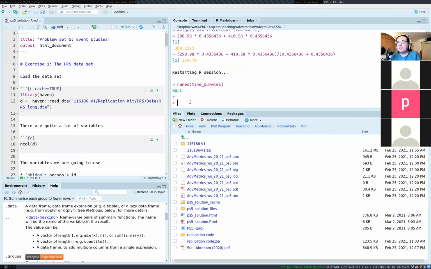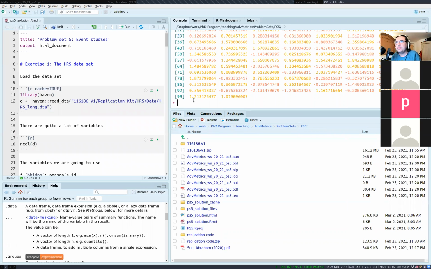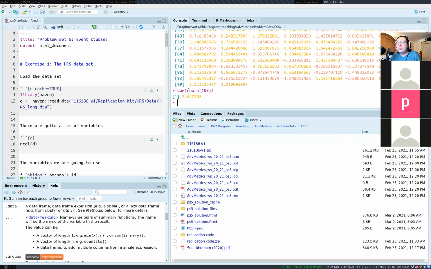Again, if someone is not familiar with the pipe operator. For example, I can generate 100 random normally distributed variables, and then sum their values. Basically what we have here is one function inside of another function. Using the pipe operator, we can write it in a different way. We write it in the order in which it's calculated.